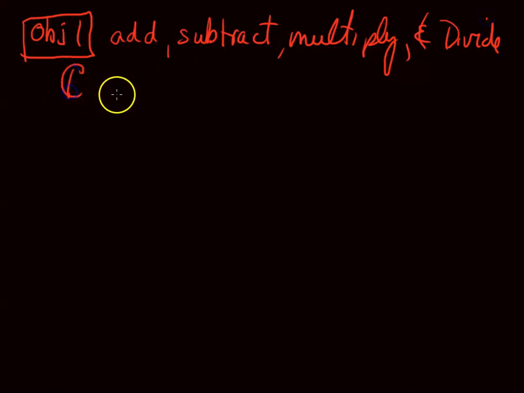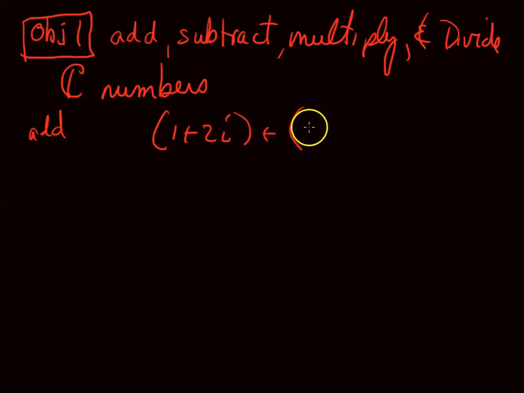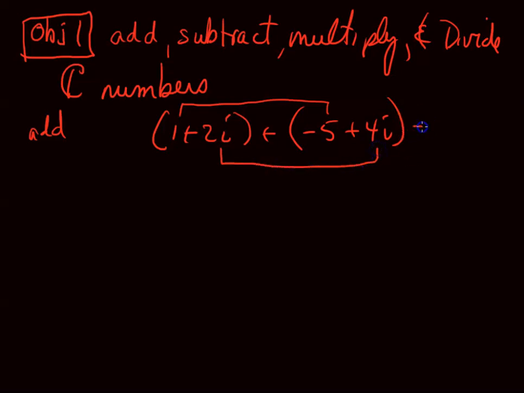And this is the complex symbol. That's C. So, add. Pretty easy, and it's easiest just to go with an example. 1 plus 2i plus negative 5 plus 4i. All you do is you add the real parts, that's the part without the i, and you add up the imaginary parts, that's the part with the i. The real and the imaginary parts are real and imaginary. So the 1 and the negative 5 give me a negative 4 for the real part. The 2i and 4i is really a positive 6i.